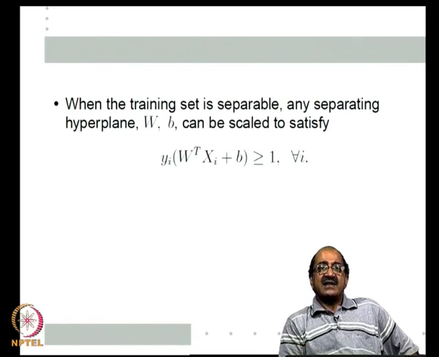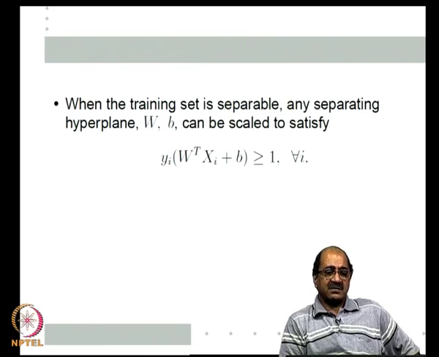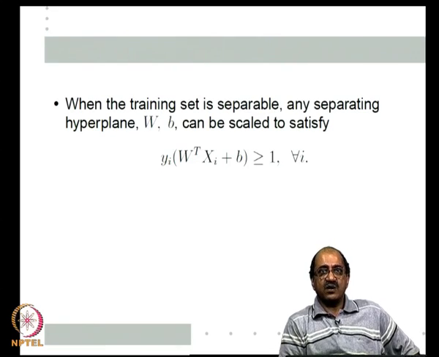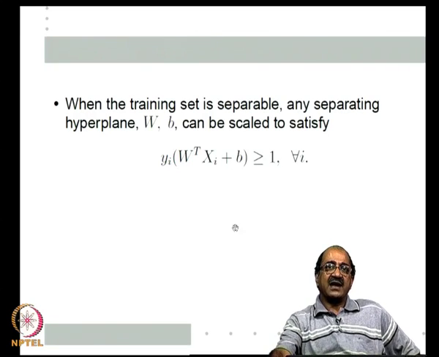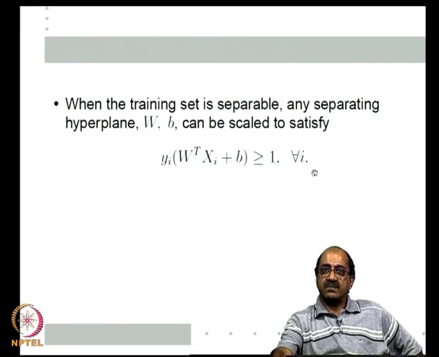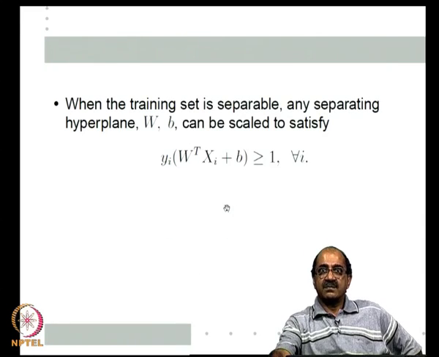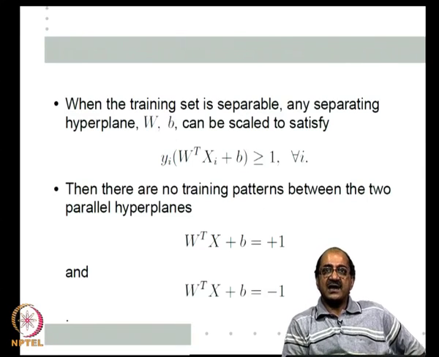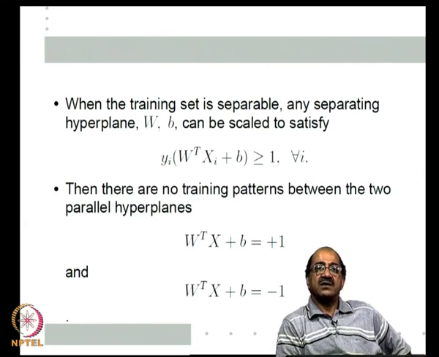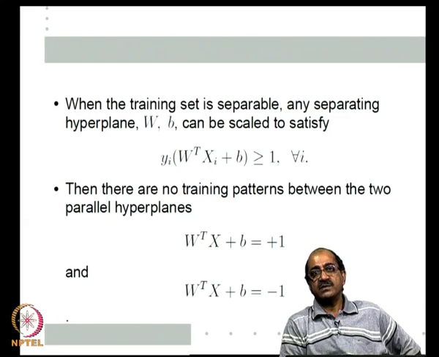So, what does it mean? When the training set is separable, any separating hyperplane W, b can be scaled, that is, we can always take a W, b to satisfy yi into W transpose xi plus b greater than or equal to 1. What does that mean? If xi is class plus 1, then W transpose xi plus b is greater than or equal to plus 1. If it is class minus 1, W transpose xi plus b is less than or equal to minus 1, which means for no training pattern is W transpose xi plus b between plus 1 and minus 1. That is the same as saying there is no training pattern between the two parallel hyperplanes W transpose x plus b is equal to plus 1, and W transpose x plus b is equal to minus 1.